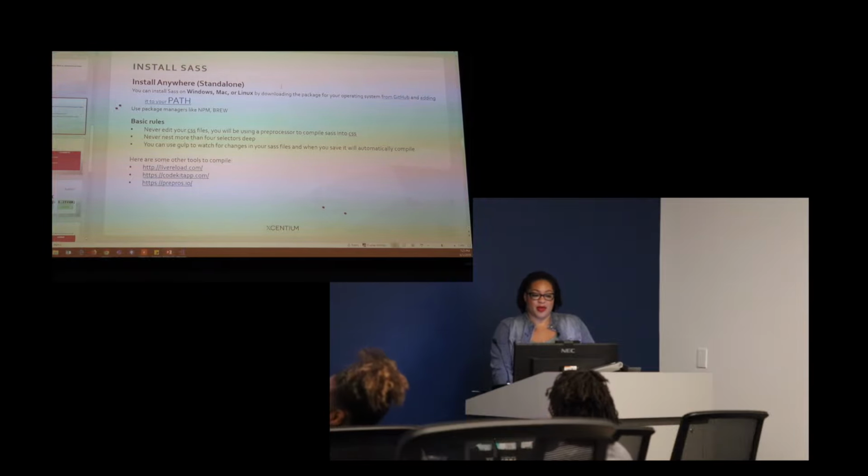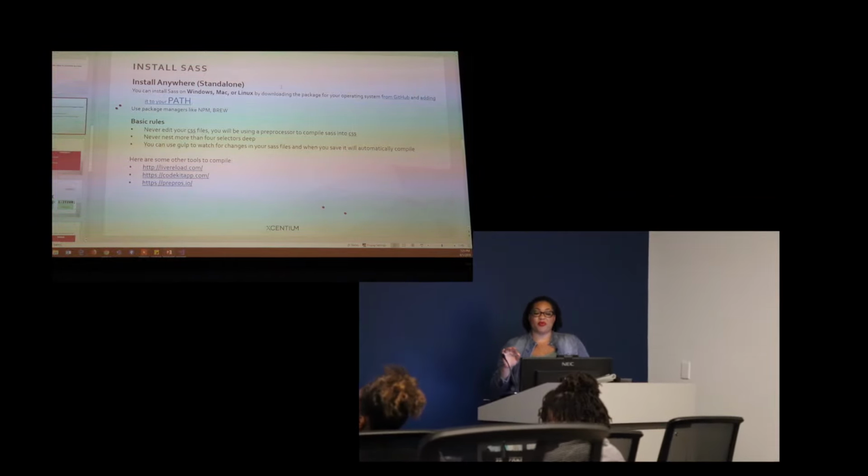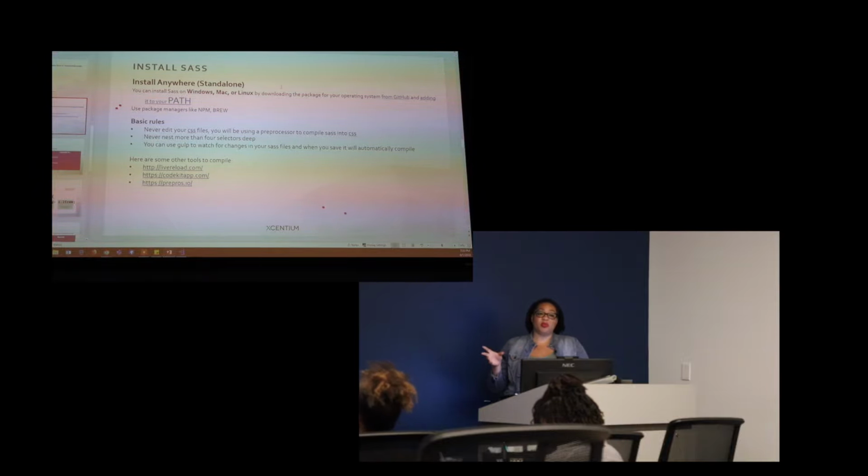Basic rules are you're never gonna edit your CSS files. You're always using a preprocessor to compile your Sass into CSS. You don't want to nest more than 4 selectors deep, and I'll show you what that is when we go over nesting. You can use gulp to watch for your changes in your Sass files, and then when you save it, it'll automatically compile.